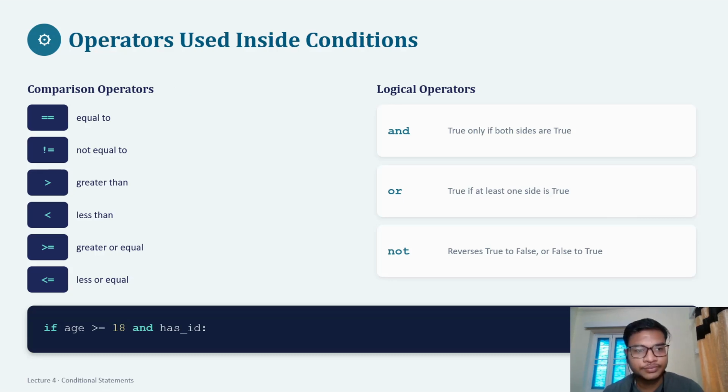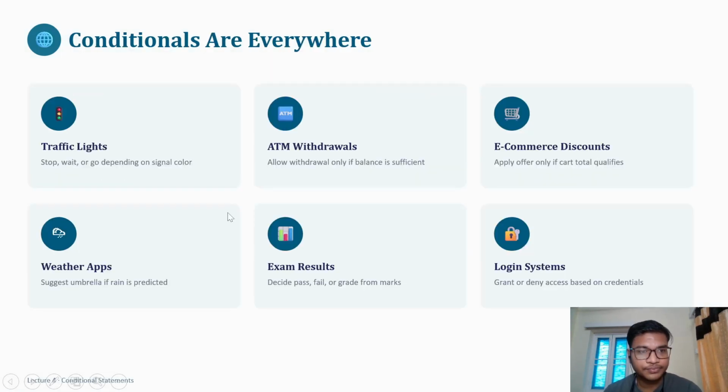Okay, and these are some logical operators, and we use all of these operators with our code logic. Just see here, this is a logical operator: true only if both sides are true, or true if at least one side is true, and not reverses true or false; false is true, true is false. Okay, so if age is greater than or equal to 18 and has ID, we use it like this.